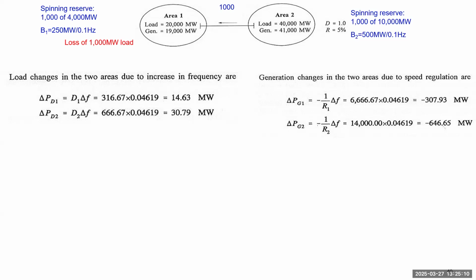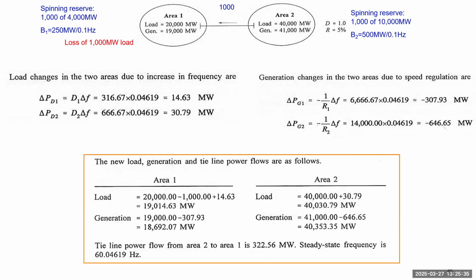Because this is a loss of load, which means if it's loss of load, the frequency will go up, right? If it goes up, then area 1 and area 2 will both have load increase. And the generation needs to decrease. Yeah. All right. So finally, am I right?